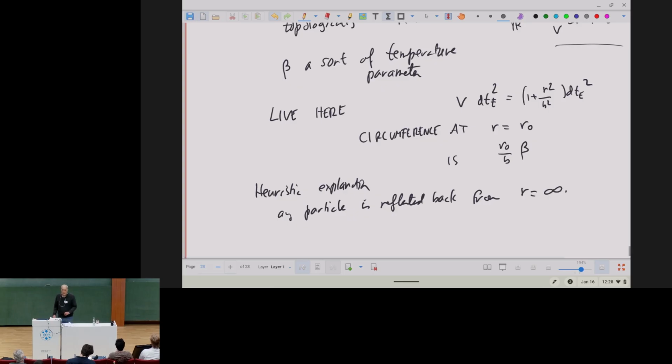You can make math, and those of you who have studied the AdS-CFT correspondence, as suggested by one of the previous questioners, would be familiar with it. You can make math to show this, but heuristically, any particle is reflected back from infinity because the effective temperature is going to 0 there. Another way to say it is that the proper energy of the particle goes to infinity there because of the behavior of G00.